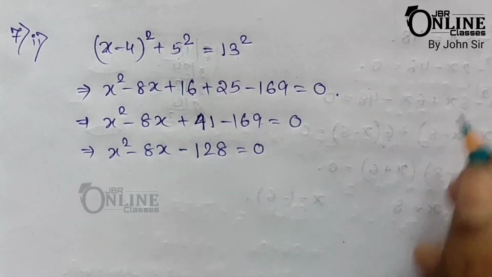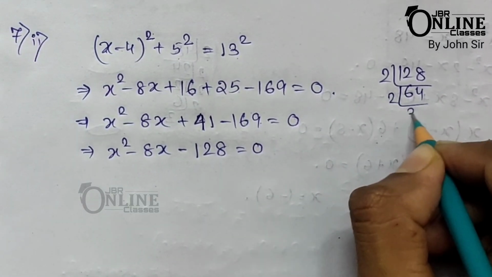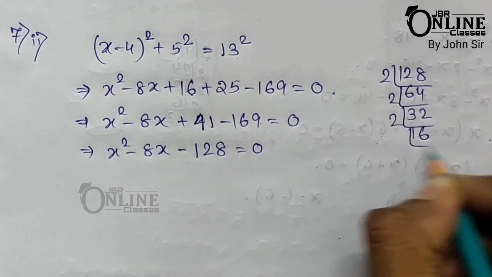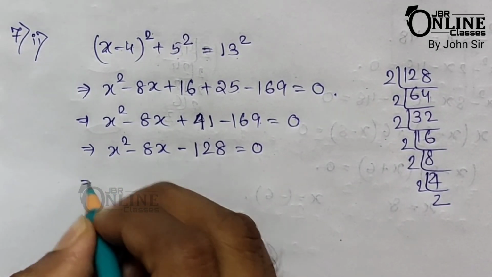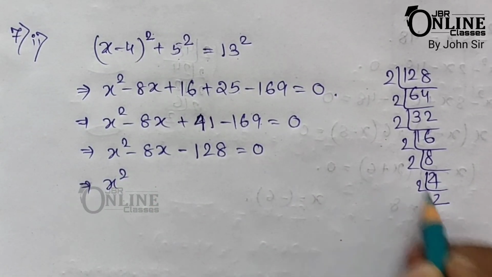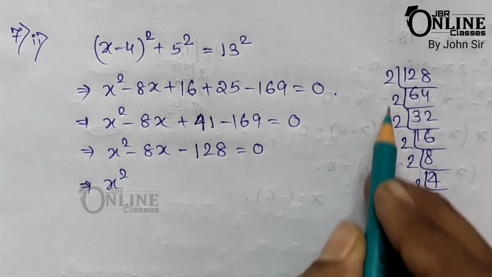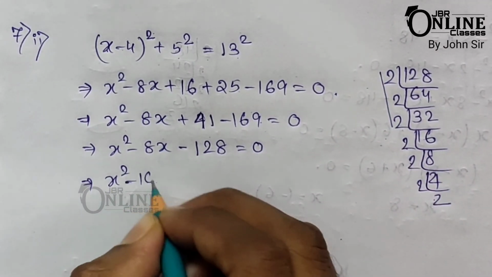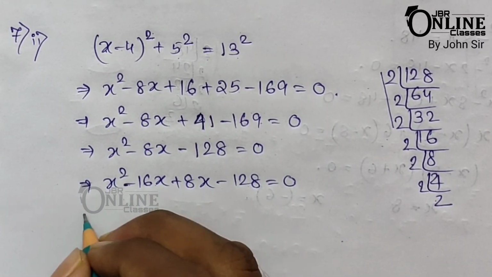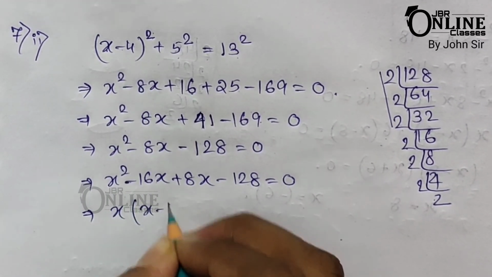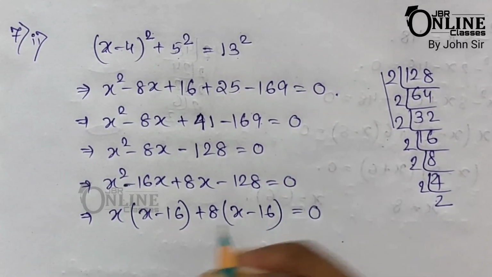So x square minus 8x, minus 128. Now you have to factorize 128, 64, 32, 16, 8, 2, 2. Okay, so you have to make 8 with the help of this one. So here 2 into 2 is 4, 4 into 8, 8 into 16. Now 16 minus 8 equal to 0. So if x is common, x minus 16. If 8 is common, it becomes x minus 16, that equal to 0.